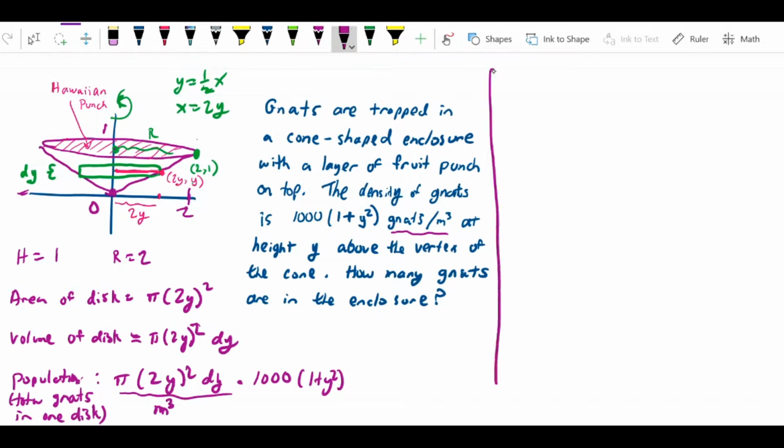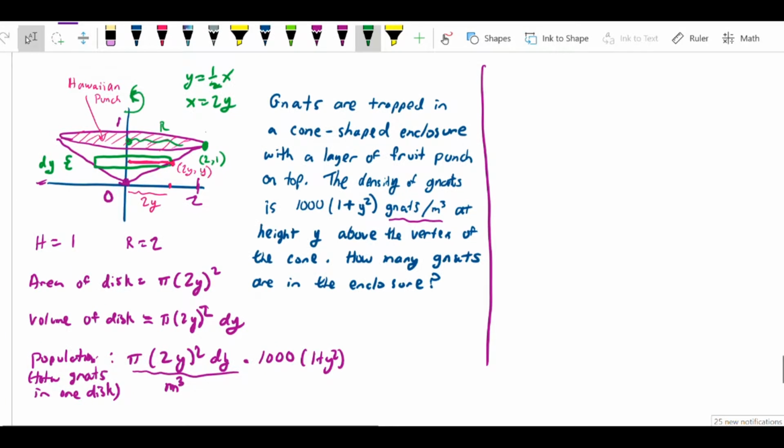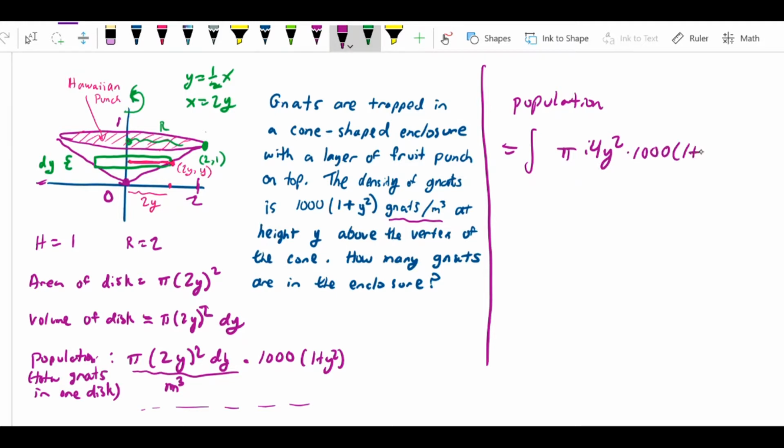Now we're just going to form the integral. The population, in other words the number of gnats in the cone, is going to equal the integral of the population of gnats in one disk. So I'm going to write the same expression from down here. This is pi (2y) squared, which is 4y squared, and we're multiplying that by 1,001 plus y squared. We'll get the dy in there.